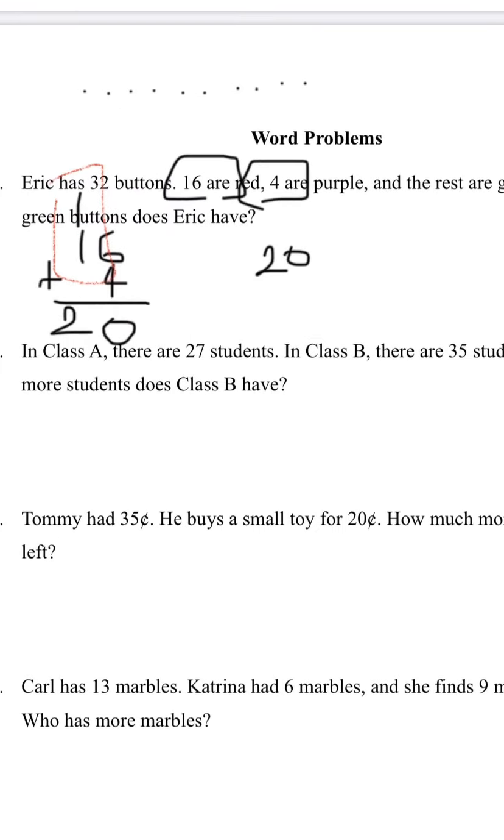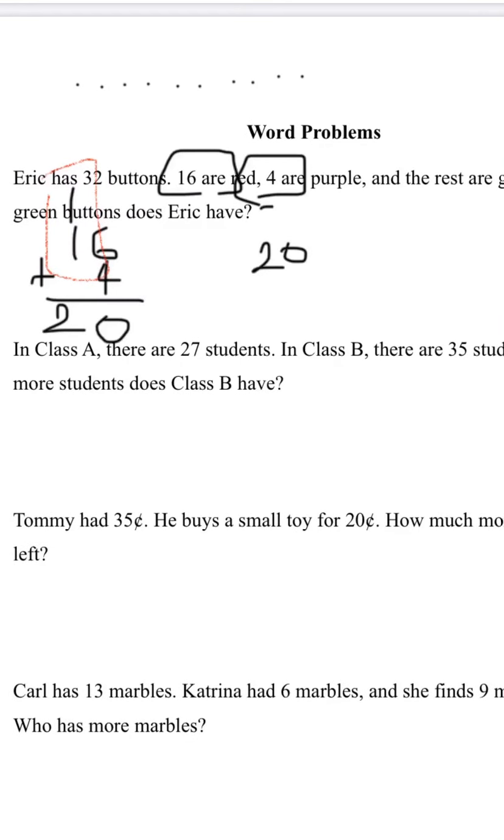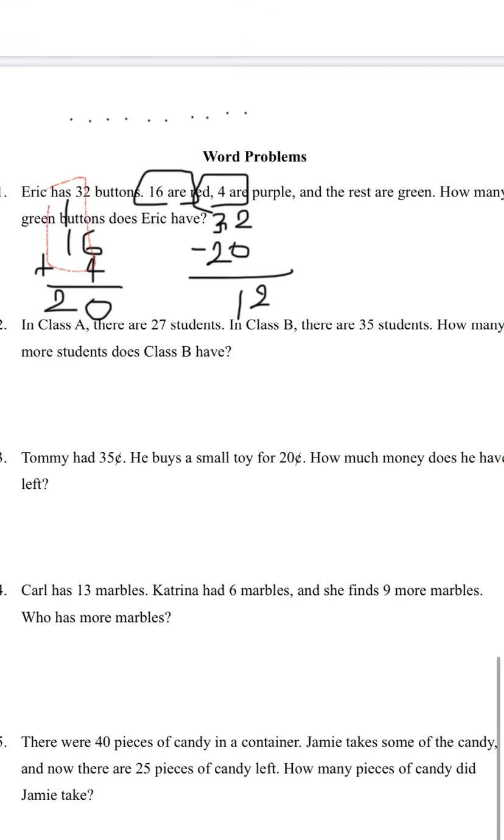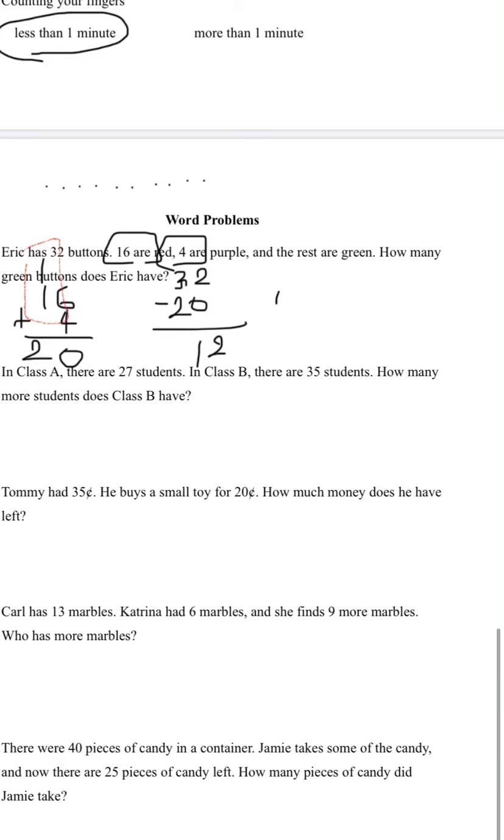Right? And then now he has 32 altogether. So we're going to subtract 20 from 32. Sorry, that's 3. And 2 minus 0 is 2. And 3 minus 2 is 1. So he is going to have 12 green buttons. Okay?